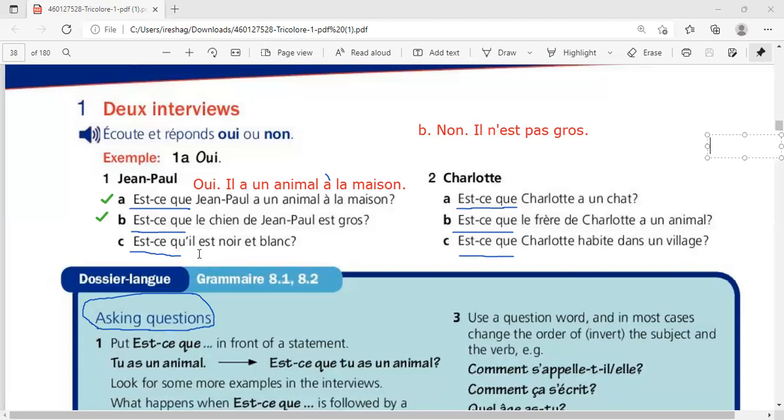So the answer is oui. Il est noir et blanc. Is it "does he black and white", or can we say "is he black and white"? Anything is okay. It gives both the meanings.